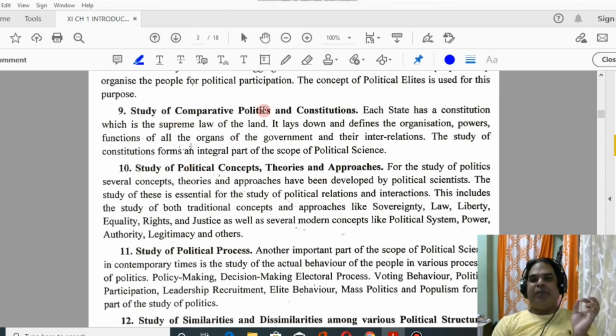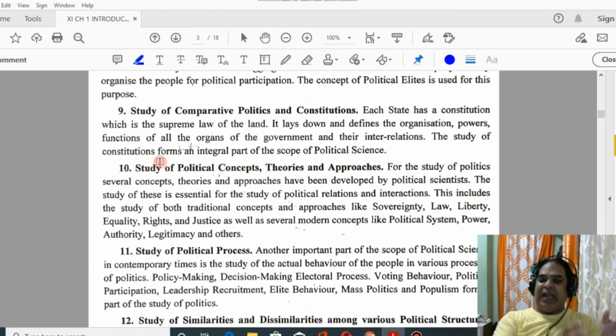Okay, now the study of comparative politics. When we compare the politics of different countries, right? Suppose, for example, if you compare the politics of India and USA, that is also a subject matter. When we compare the constitution of India with USA or UK or Japan, that is also a subject matter of political science.